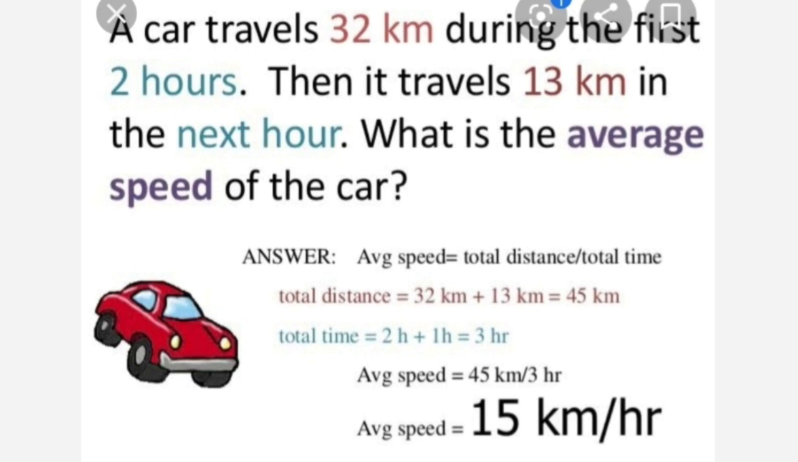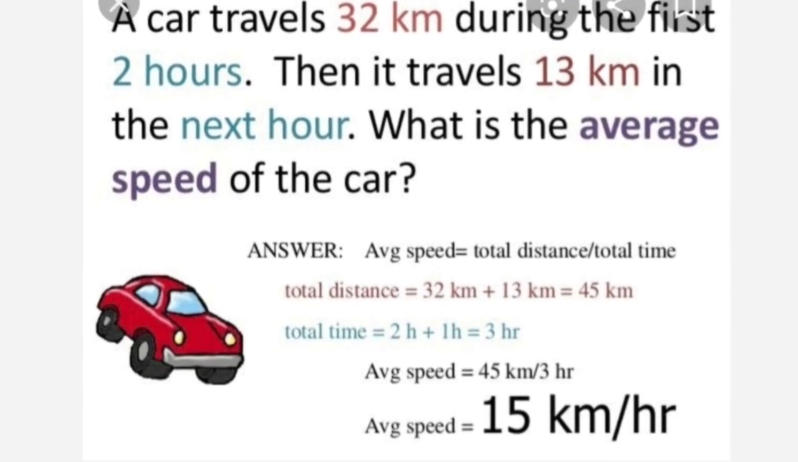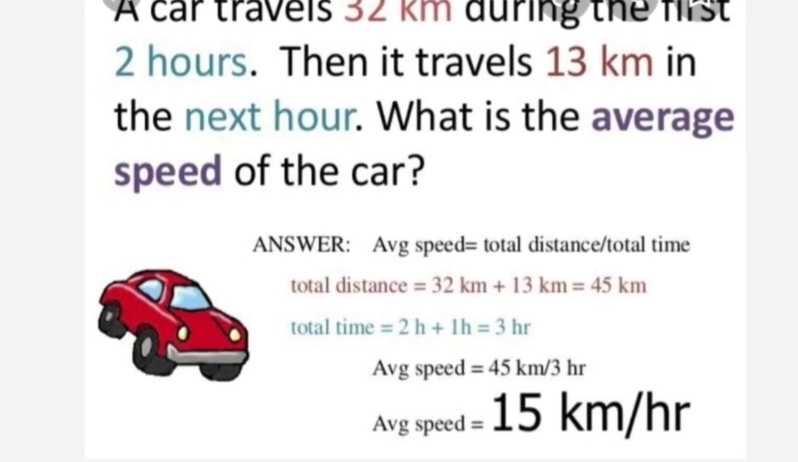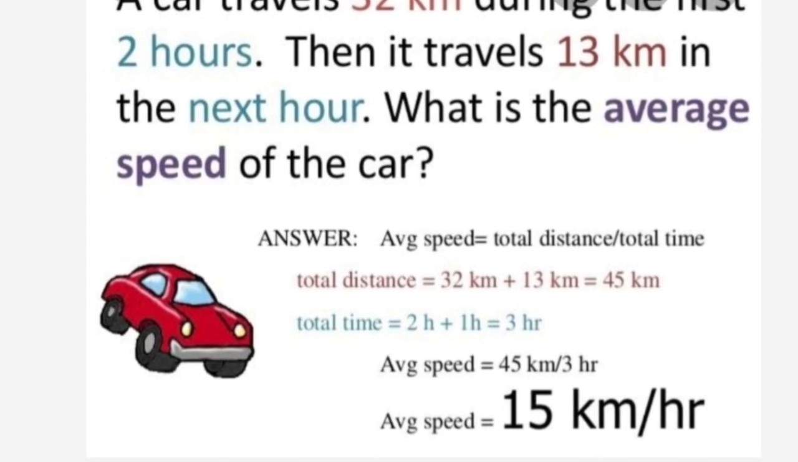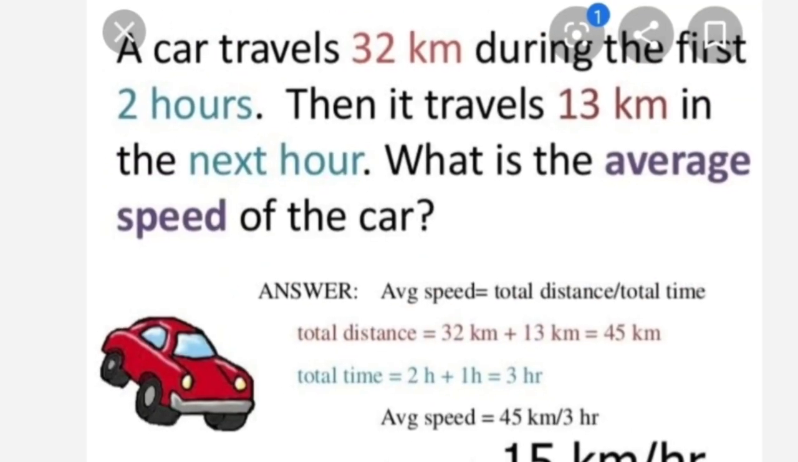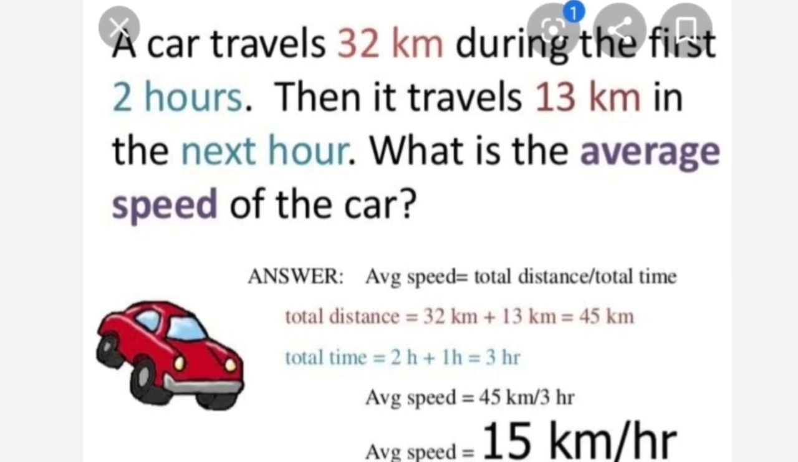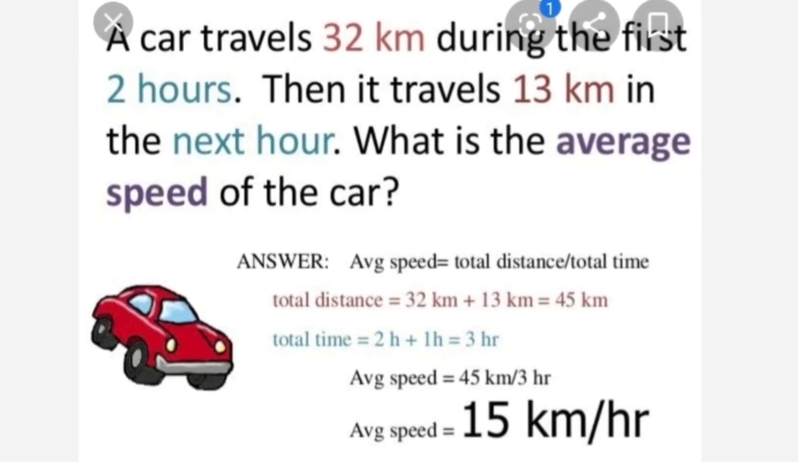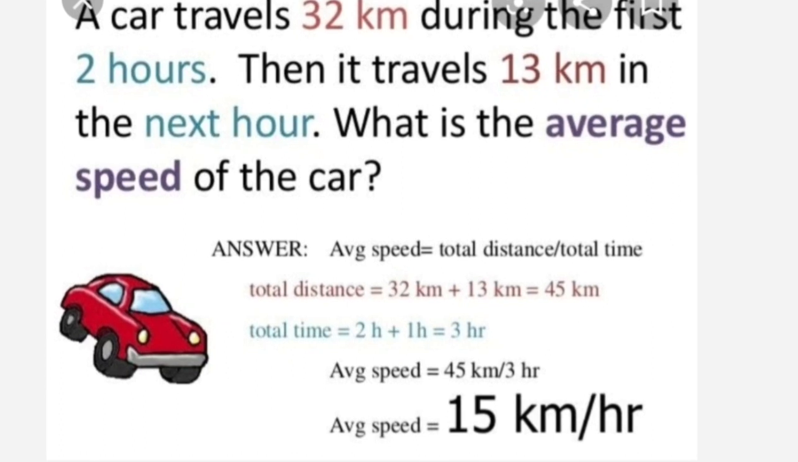Given here is a second example. It says the car travels 32 km during the first 2 hours. Then it travels 13 km in next hour. What is the average speed of the car?